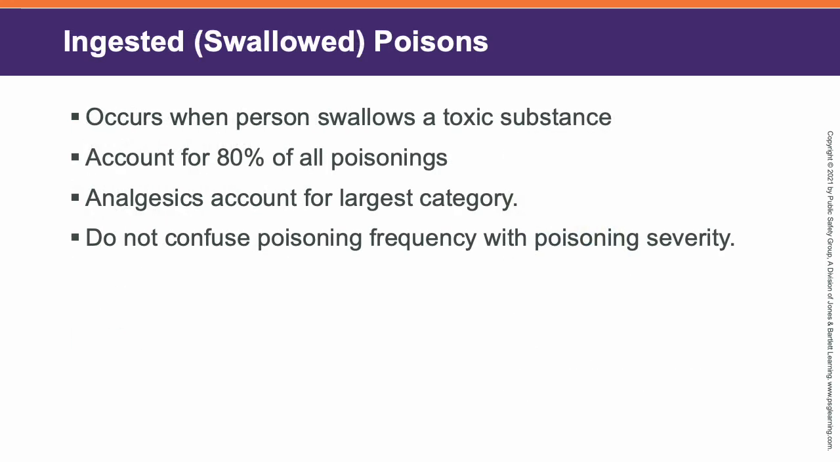The first type of poison that we're talking about is going to be ingested poisons, which is the most common type. About 80% of all poisonings occur from being ingested. Analgesics or pain relievers are the largest category of ingested poisons. They happen very often, usually through prescription drugs or drugs in general, or children getting into chemicals that they're not supposed to and drinking them and stuff like that.